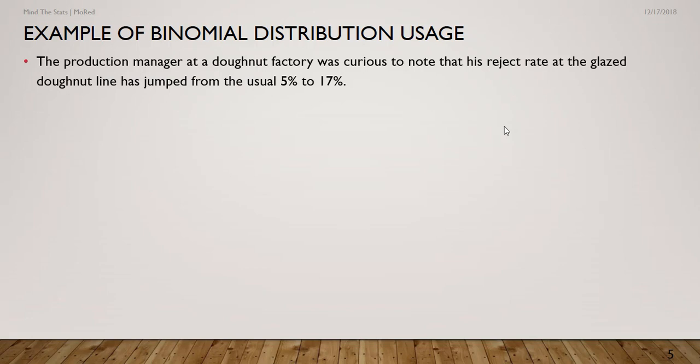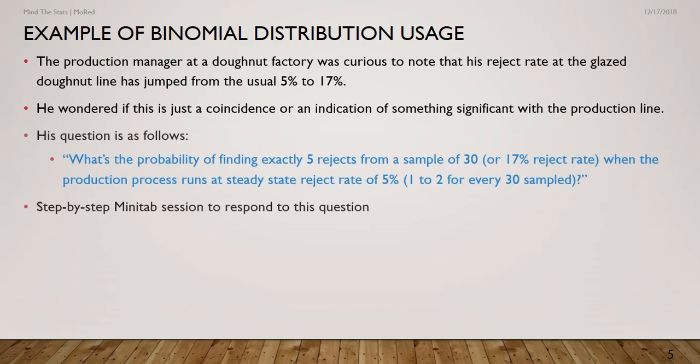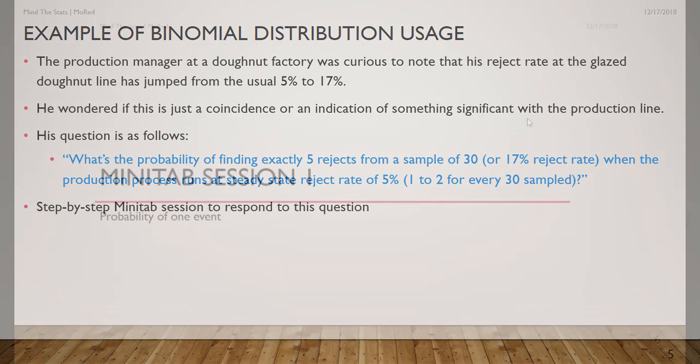He did this by selecting 30 glazed donuts at the end of the line and found 5 of them not to meet the quality control guidelines. So he wondered if this is a coincidence or an indication of something significant with the production line. So his question is, what is the probability of finding exactly 5 rejects from a sample of 30 when the production process runs at a steady state reject rate of 5%? So we're going to go through step by step of how we can get an answer to his question.